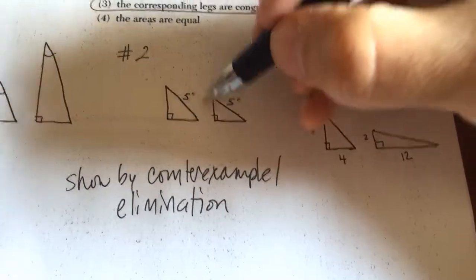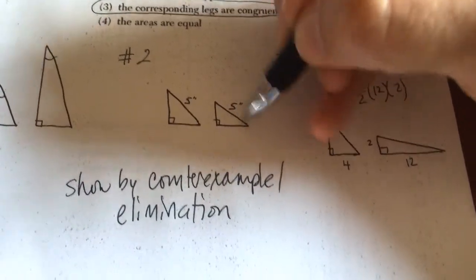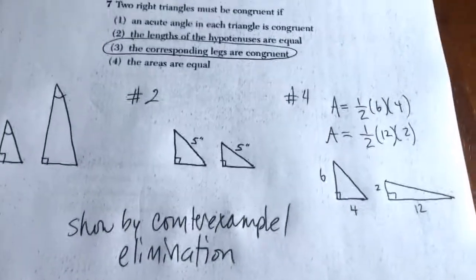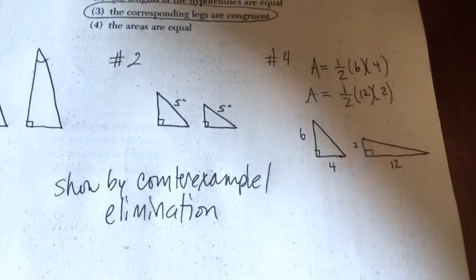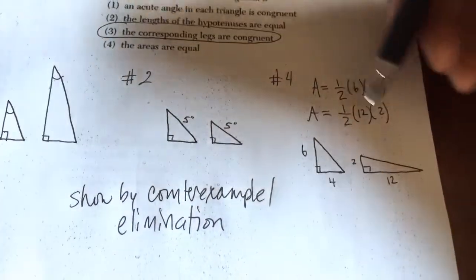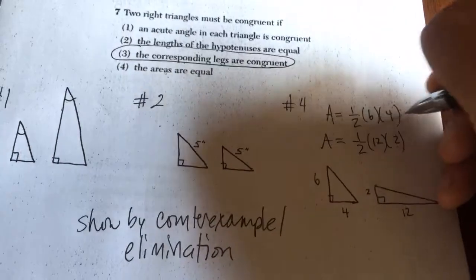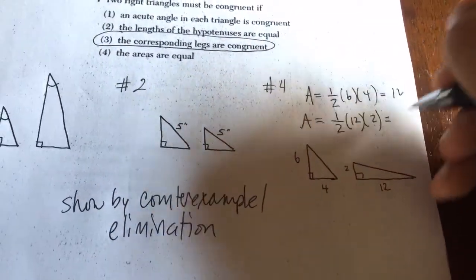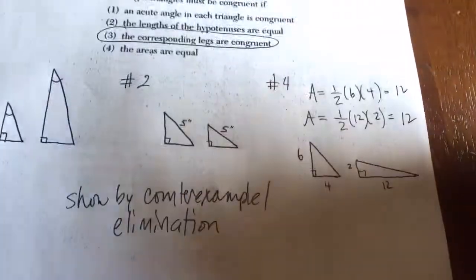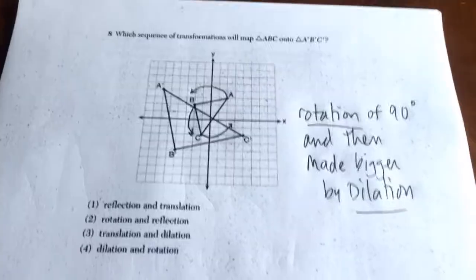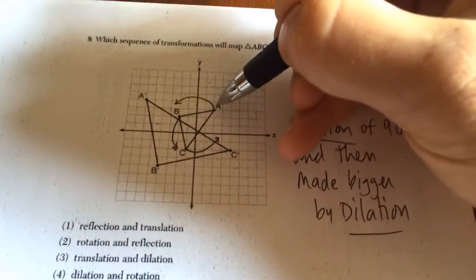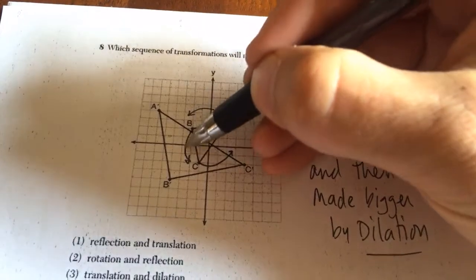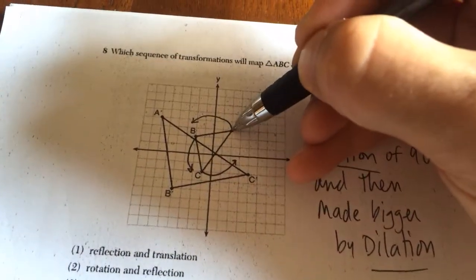I use my ruler, and both of these are about a scale factor of 5 inches, but they look different. They're not my best drawings. I apologize. Number 4, here's two triangles with the same area, but clearly different sizes. What's 1/2? This is 12, and then this is 12 as well. Okay, choice number 3.